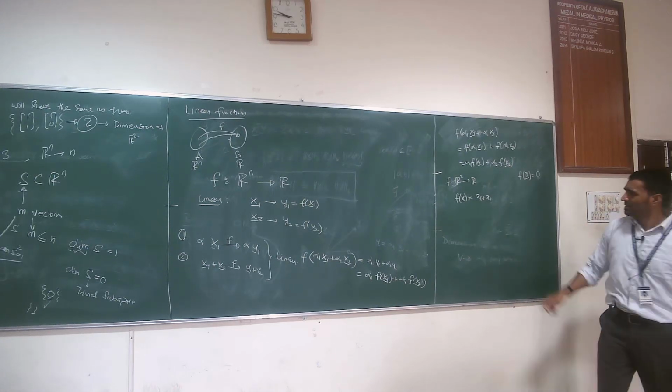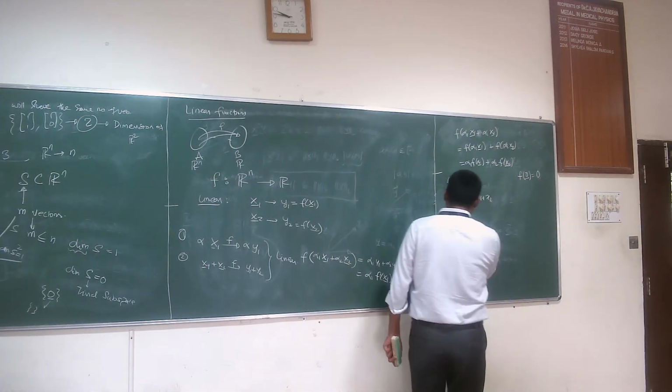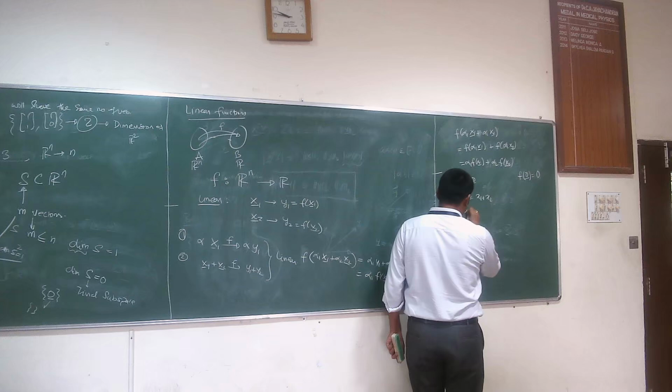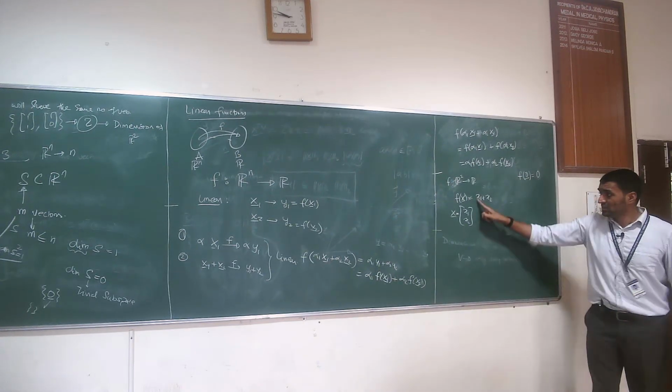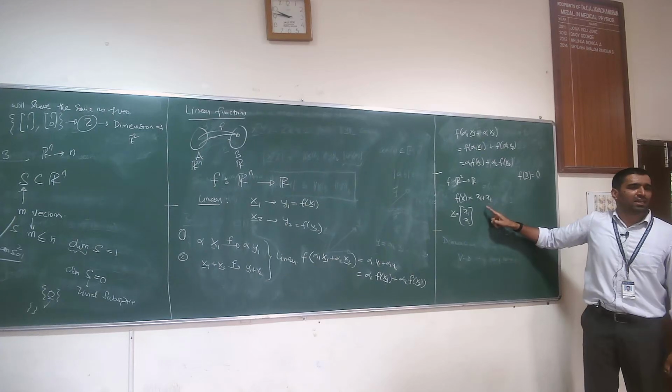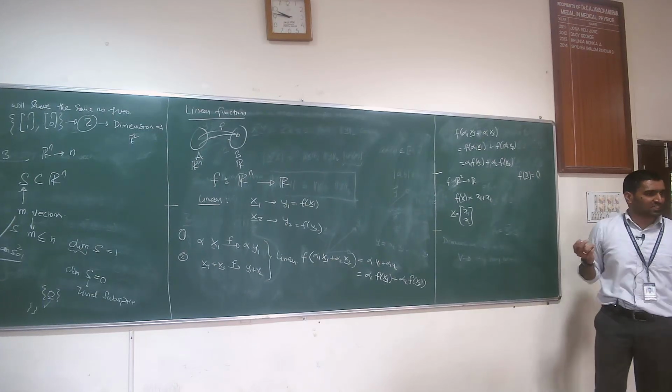Sorry, why do you get 1? Here, what is x? x1 and x2 are real numbers. If I put the zero vector, 0 plus 0, I get 0. So this is okay. It can be a real, a linear function.